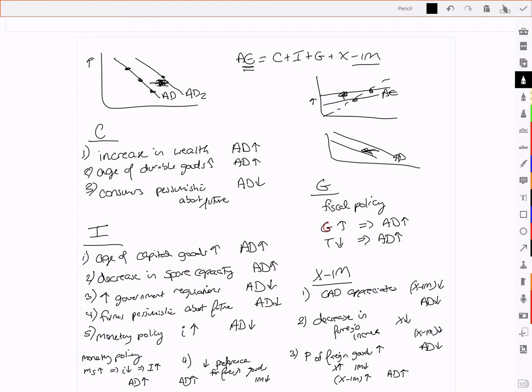In our future video, we're going to start changing aggregate demand and look at what it does to the size of the economy. So it's very important we know these determinants of demand so we know what would cause aggregate demand to increase or decrease, and that's going to change the size of our economy.